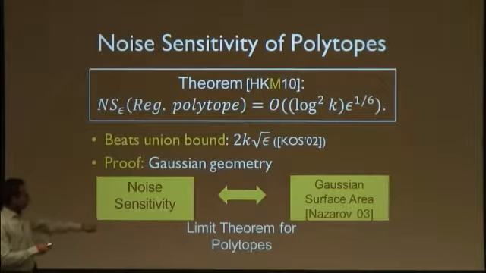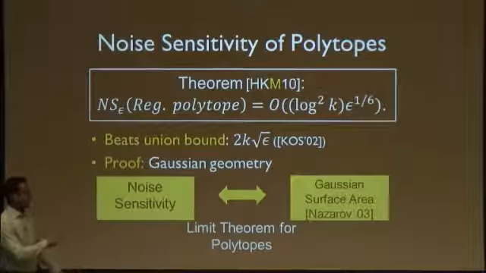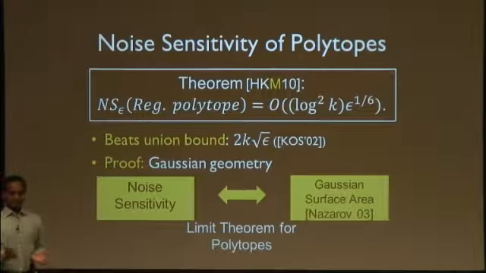So here it's important that our limit theorem itself have very good dependence on the number of facets. Because if you lose too much in the limit theorem, even if you have very good bounds for the Gaussian world, you don't get anything. So we had to beat the union bound in both cases.